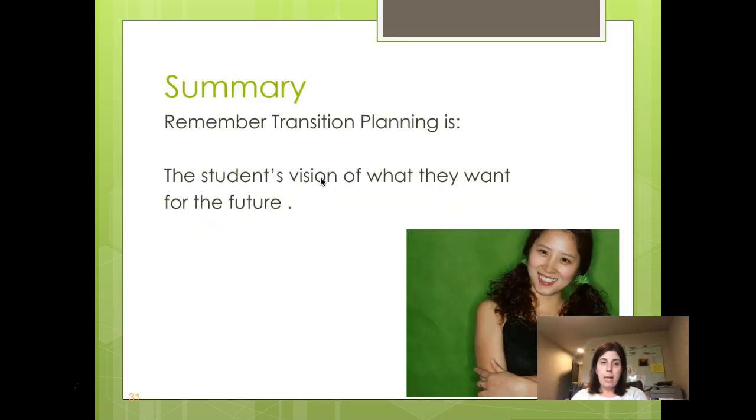So in summary, remember, transition planning is the student's vision of what they want for the future. It's all about the student. It's student-led. It's not professional-driven. And it's really important.